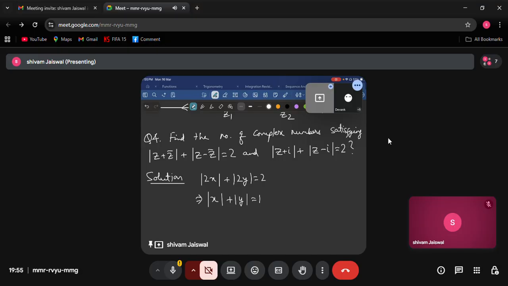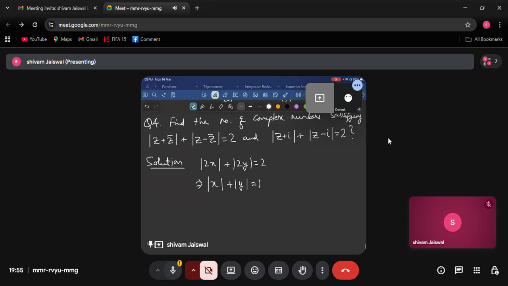So everyone, if mod of x plus mod of y equal to 1, what does it represent? Anyone remembers? A square, right? Tell me. Shamita, are you getting? Do you know mod x plus mod y equal to 1 will represent a square? It will look somewhat like this.